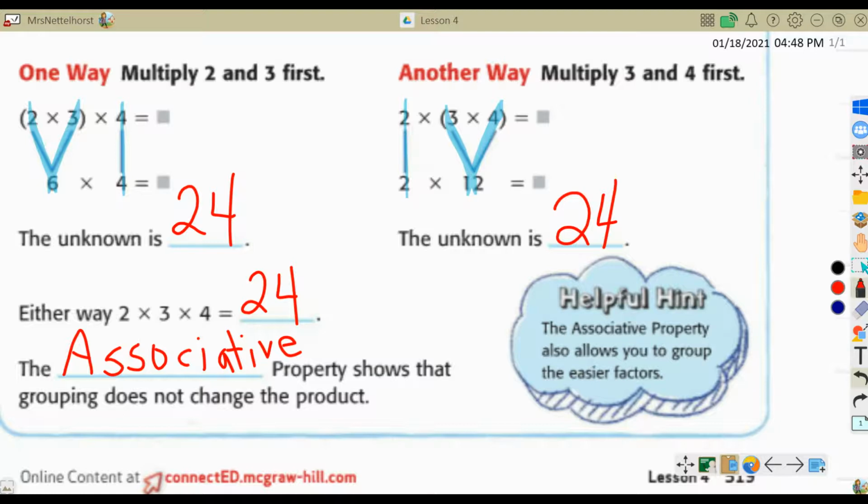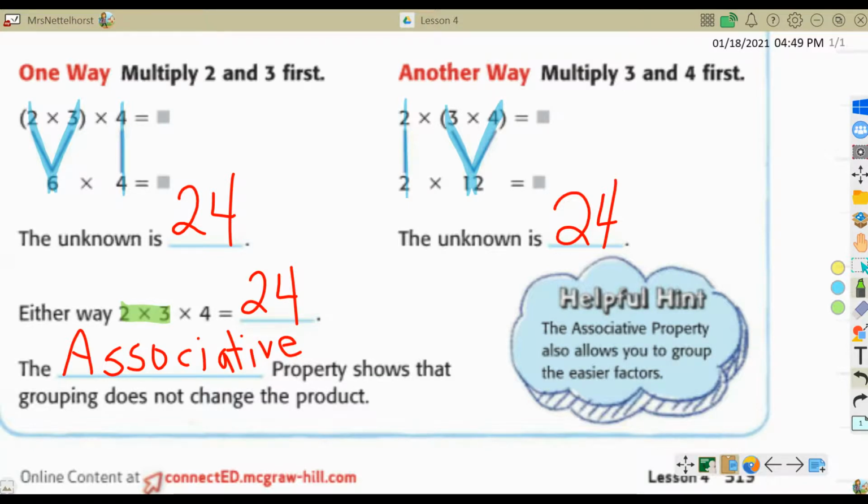Okay, let me tell you what my personal rule is for multiplying more than 2 digits. I take the 2 smaller numbers and I multiply those first. So in 2 times 3 times 4, 2 and 3 are the smaller numbers. So I would multiply those first. You don't have to mark this up, but I just want to show you. I would do 2 times 3 first, and that is 6. 6 times 4 is 24.